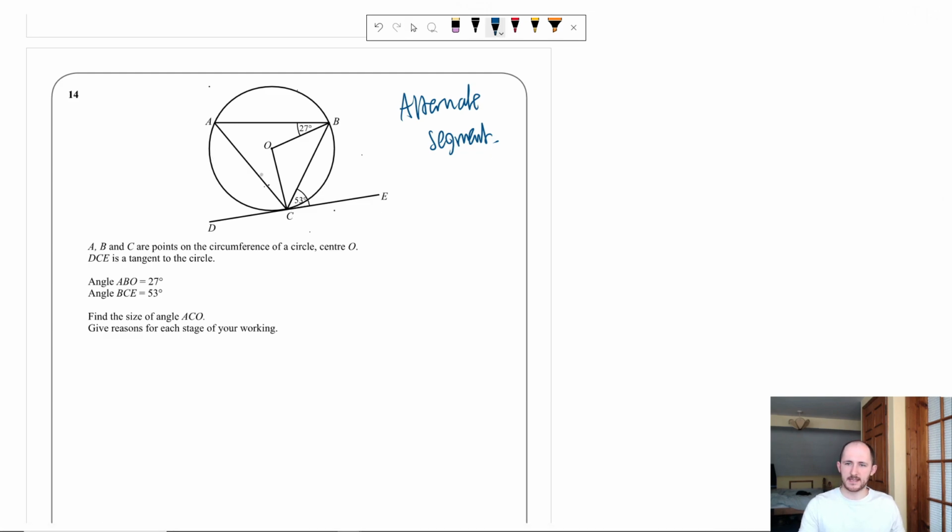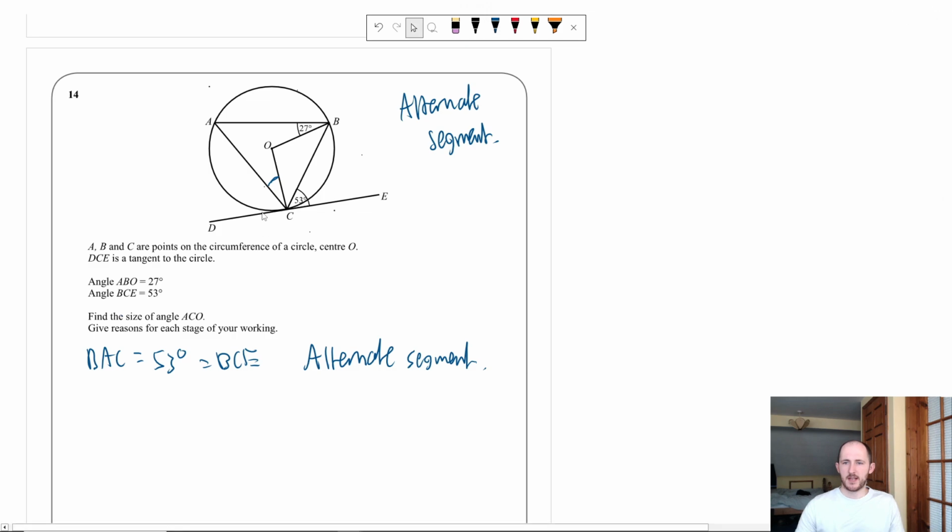ACO is this piece over here. Okay, so they've made this slightly harder for us, and I do mean slightly. But as you can see from alternate segment theorem, this angle here should equal this angle over here, right? So let's do that. BAC equals 53 degrees, which is the same as, by the way, BCE. And again, that's alternate segment, right? So I'm going to label that now, just so you can see exactly what we're doing. Now, again, what we're trying to work out is this angle over here, right?